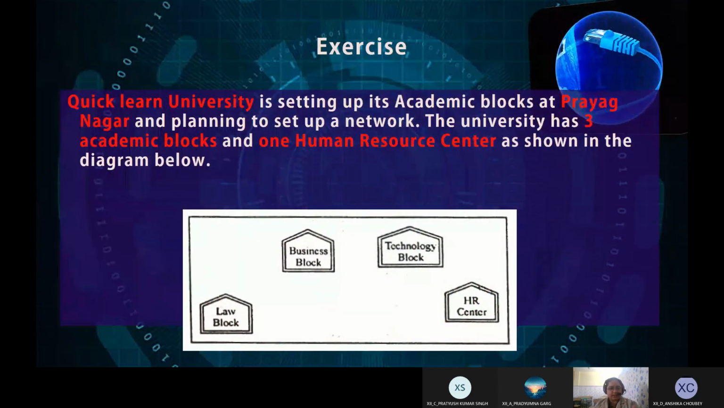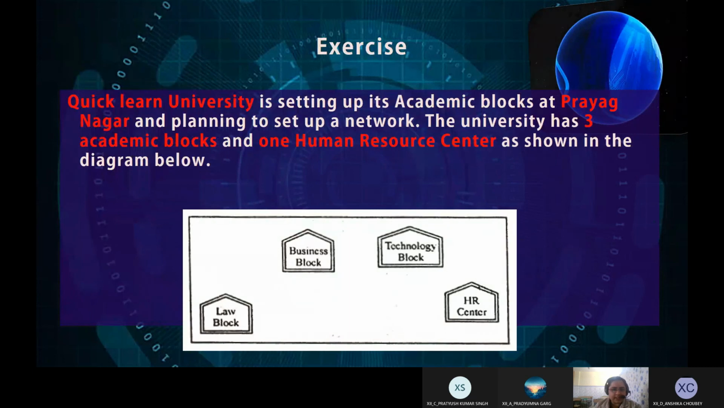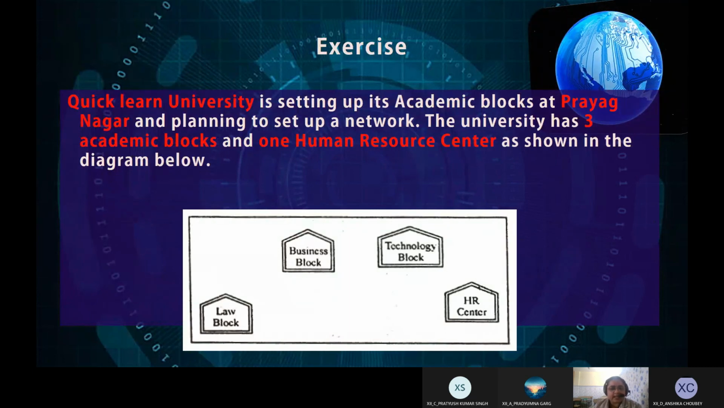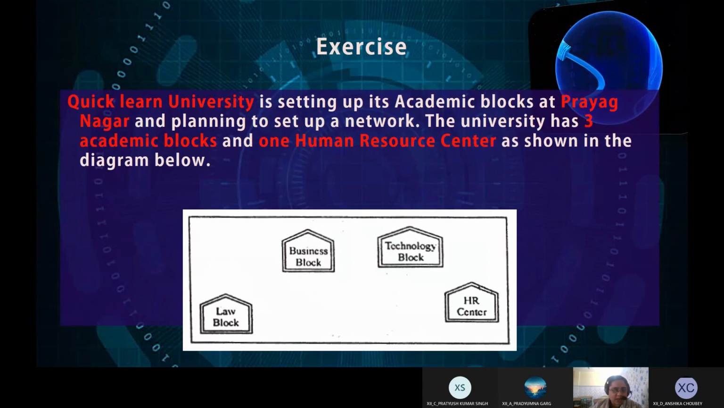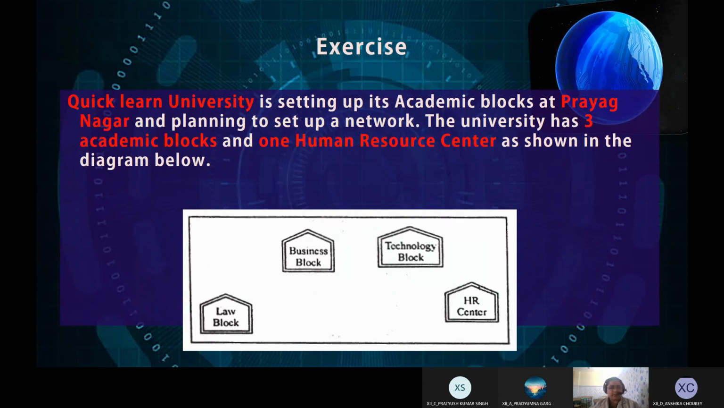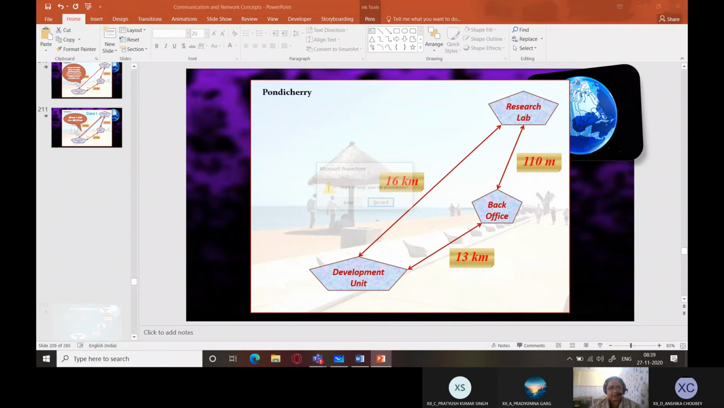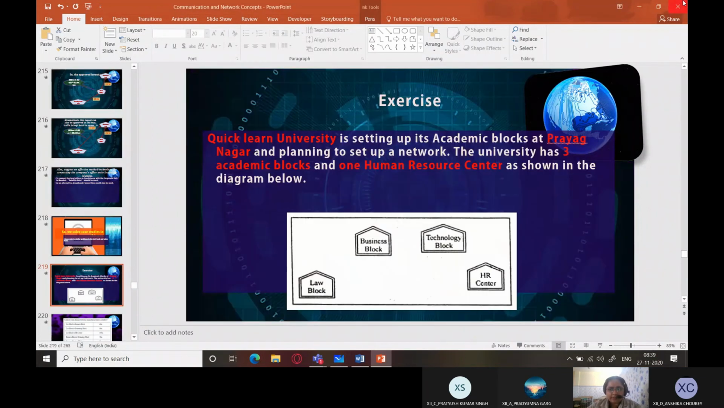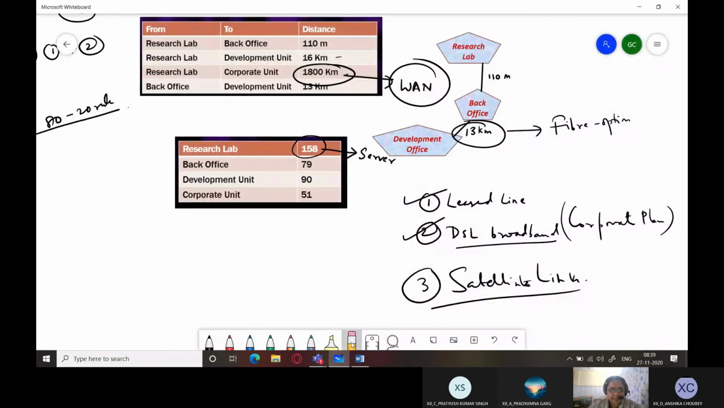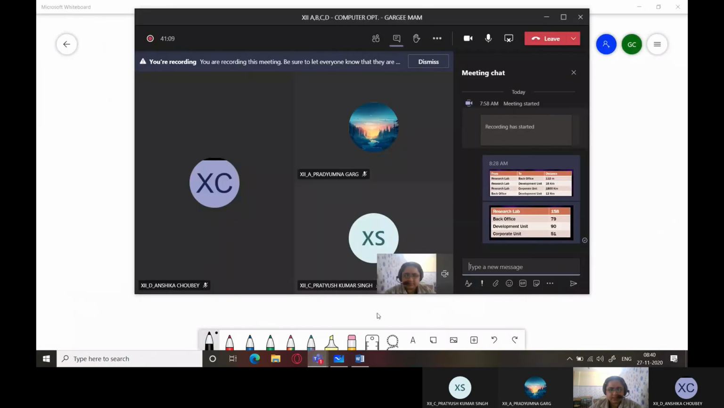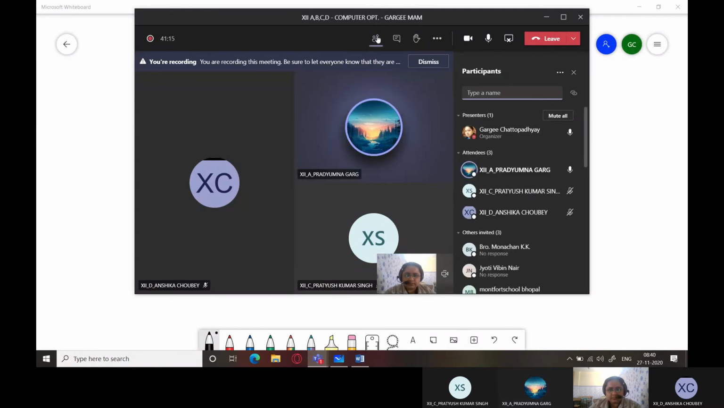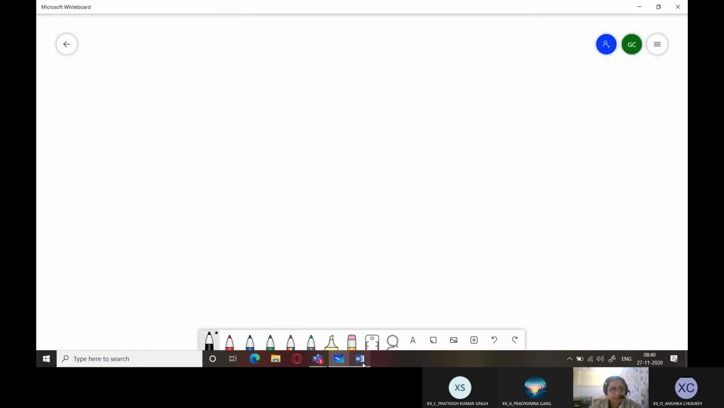So this question, which you are seeing right now, Quick Learn University, I have already explained in the offline lecture, which you will be getting tomorrow. So I am skipping this and I am going to discuss some other questions with you. First of all, I hope this case study was clear to everybody. Was this case study clear to you all? Yes, ma'am. Okay, let's solve some other case studies.